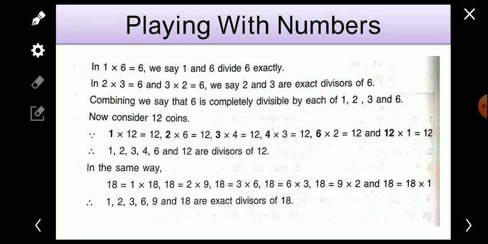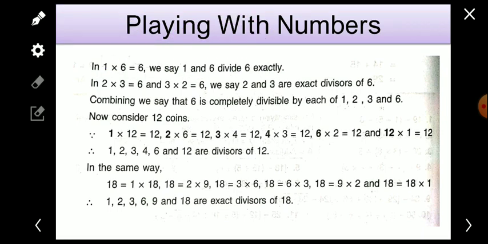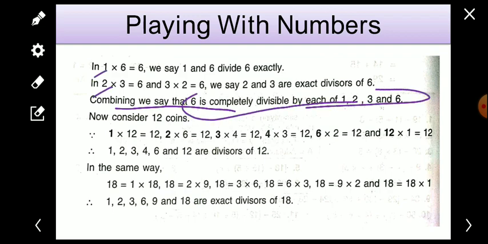So why have we done this? Actually here we can see that 1 into 6 is equal to 6. It means we can say that 1 and 6 divide 6 exactly. If 1 into 6 is equal to 6, it means 1 can divide 6 and 6 can divide 6. In factors also we have studied that a product can be divided by these numbers, this is the product. Suppose 2 into 3 is equal to 6, it means 6 can be divided by 2 and 3 both. So combining, we say that 6 is completely divisible by 1, 2, 3 and 6.